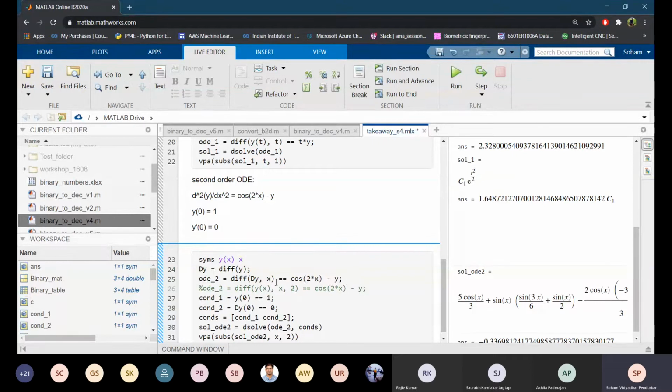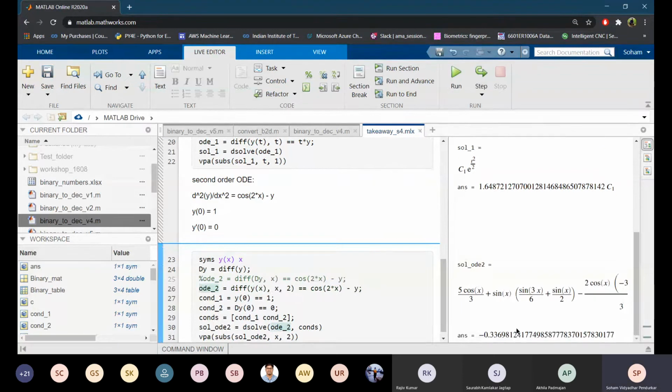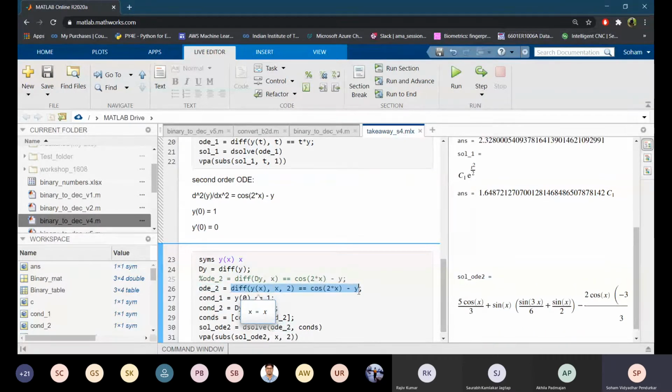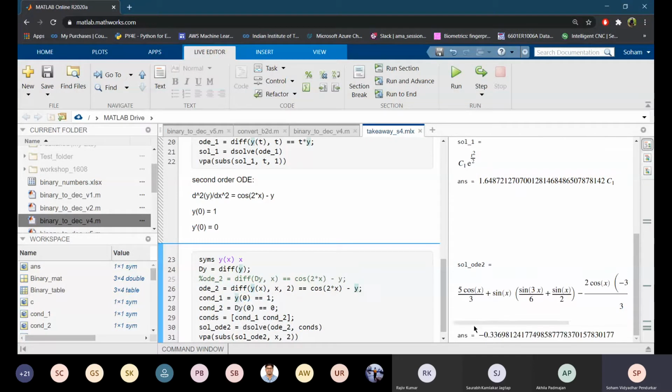Minus y. So you can try to use this, and we'll get the same thing. So you can also use this. Basically what will happen is, if you're solving a fourth order differential equation, then it will just lengthen. It will become so much longer.